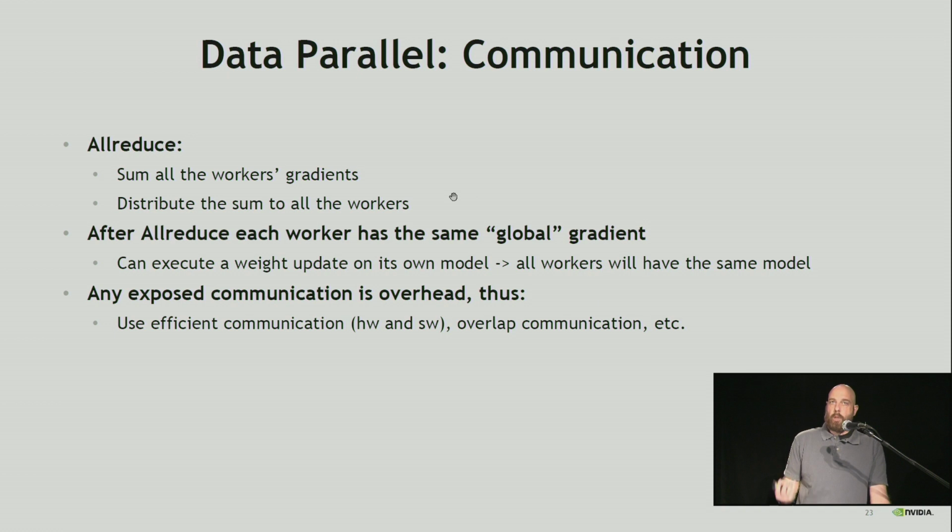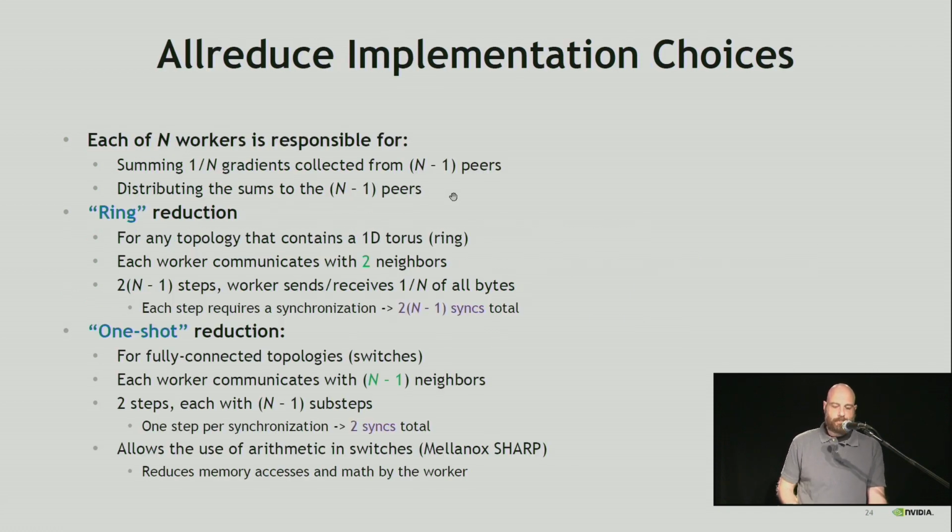Now, we are introducing communication, and all reduce is not a cheap communication. So all of the communication is overhead compared to, let's say, training sequentially. Therefore, it is important to do this communication as efficiently as possible. So you want to use efficient communication patterns, efficient hardware and software for communication, and also try to overlap communication with computation. There are several implementation choices for all reduce, but effectively all the bandwidth optimal ones divide up the work across the n workers.